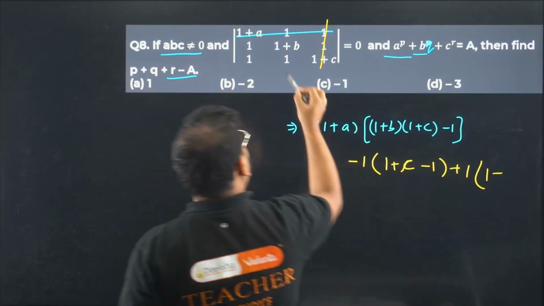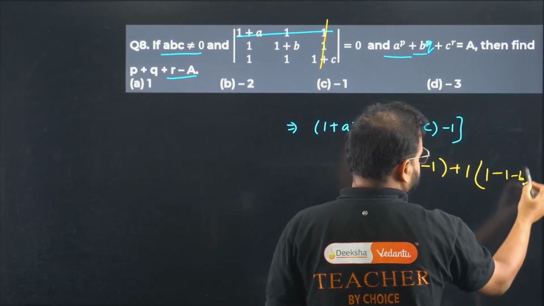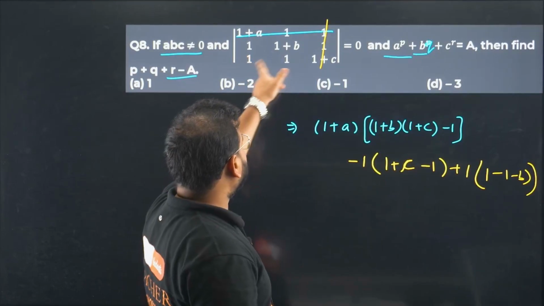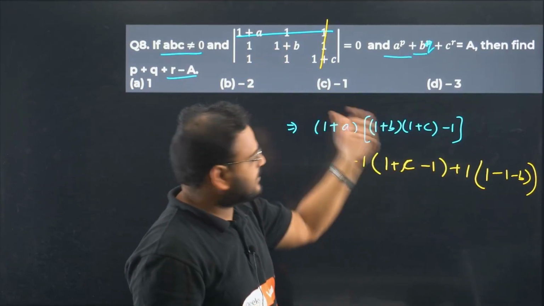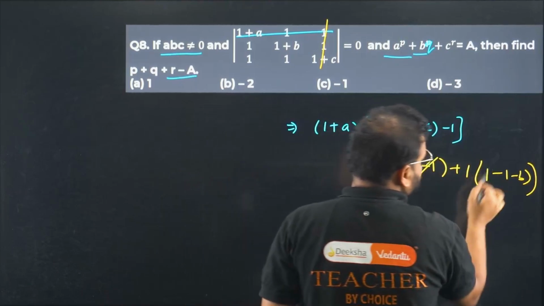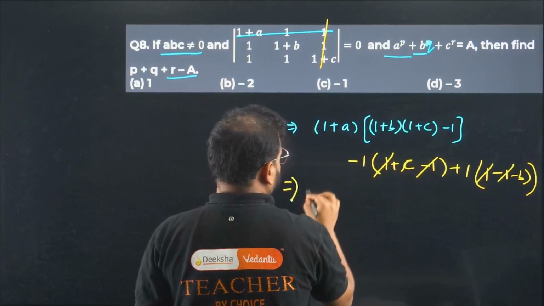This time we get minus 1 minus B. Please check. How come, sir? 1 into 1 is 1, and 1 into 1 plus B will be simply 1 plus B. There's a subtraction, so minus 1 minus B. Okay, so 1 and 1 is cancelled, 1 and 1 is cancelled. What else we have? Expand now.